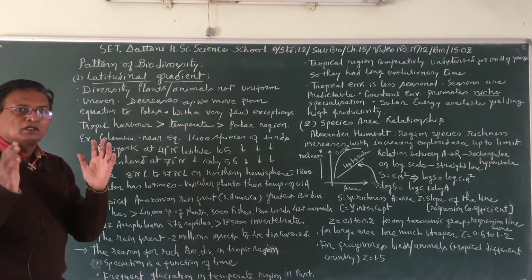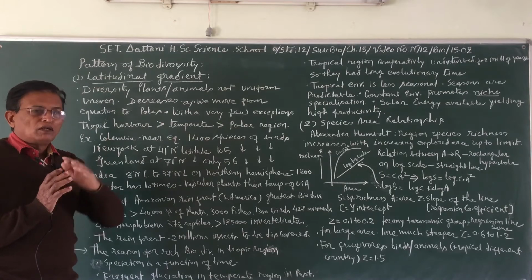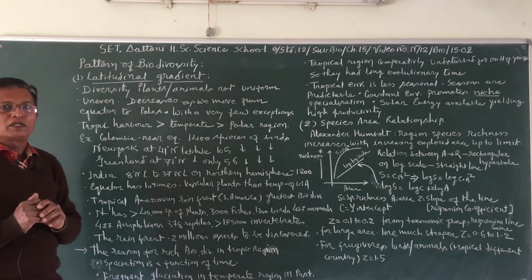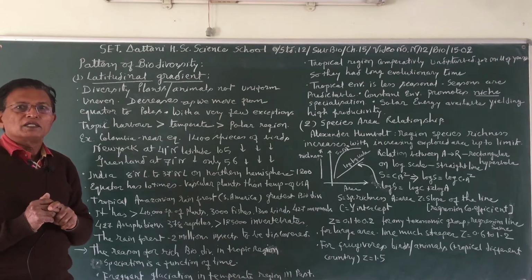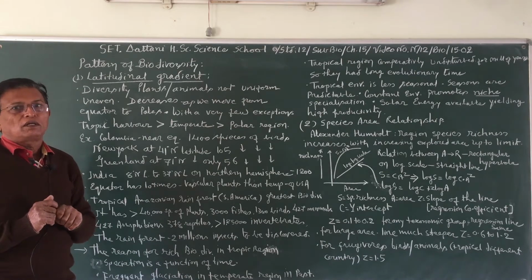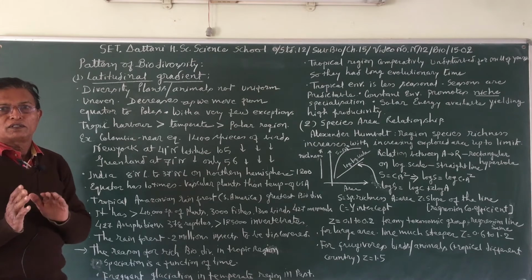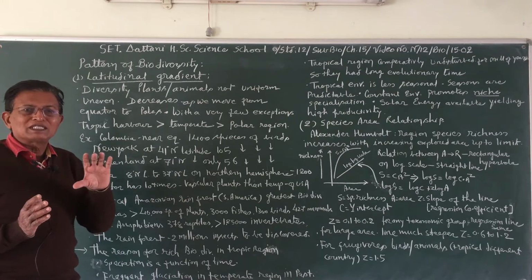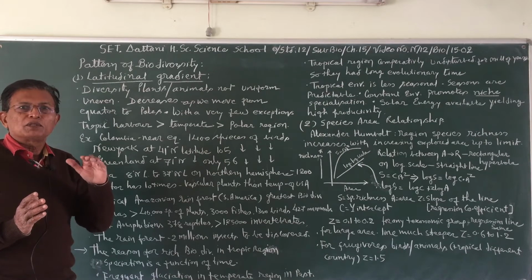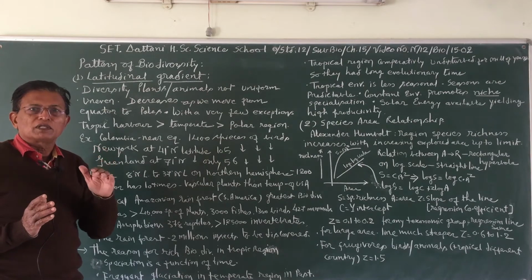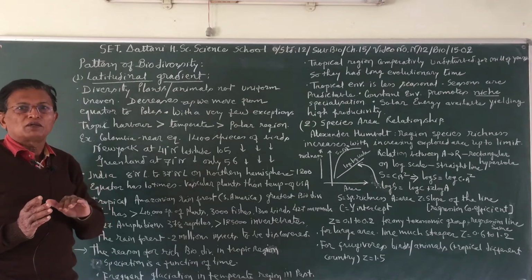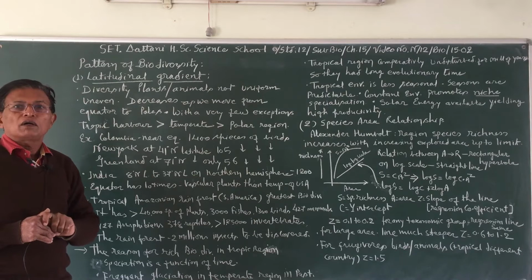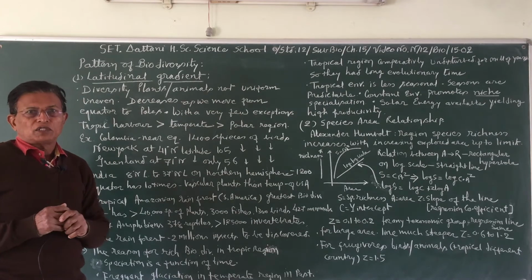See, you have seen the globe of the Earth. Right in the middle there is the equator. Then 23.5 degrees north and 23.5 degrees south. The region between 23.5 degrees north and 23.5 degrees south latitude is called the tropical region.